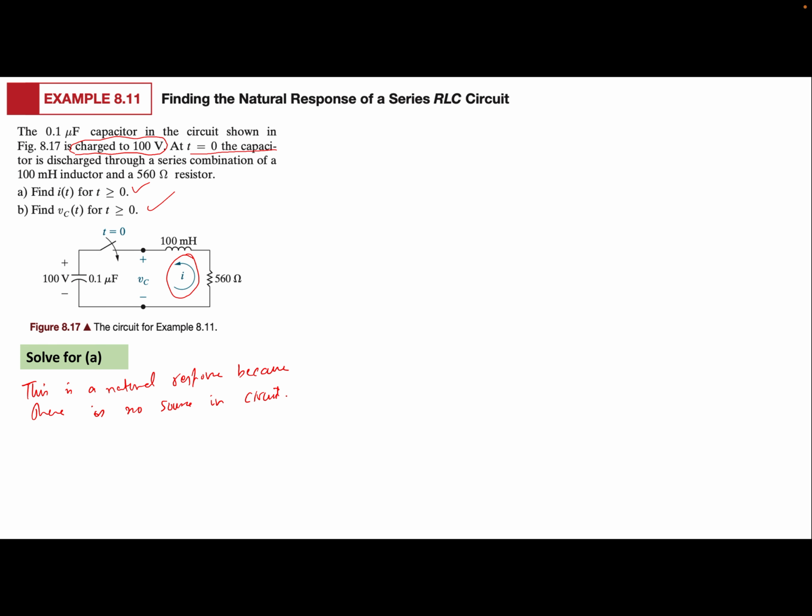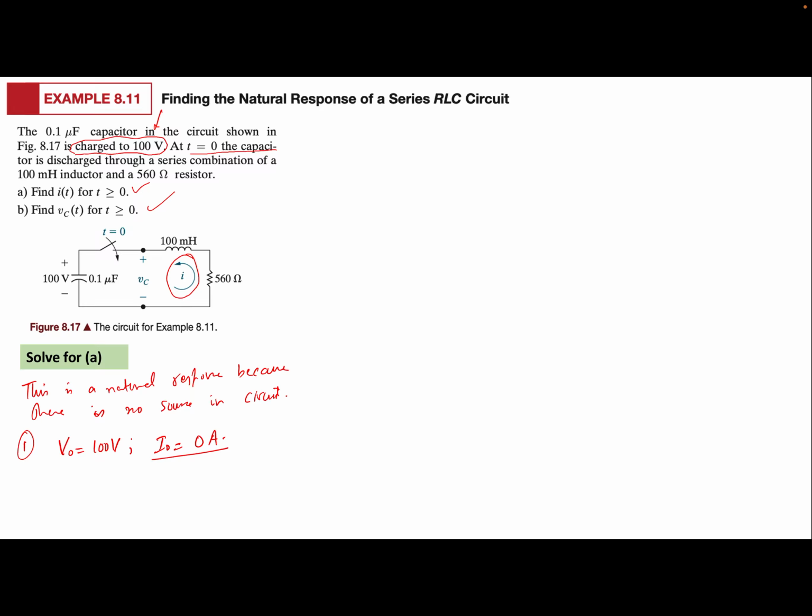Okay, now let's solve for the circuit, right? Well, the very first step always is finding out the initial conditions. We know that the initial condition of the capacitor is 100 volts, provided in the circuit. So V naught is 100 volts, and the initial condition for the inductor, I naught, is 0 amperes. It did not have any energy, and nothing is provided in the circuit either, so we are going to assume that the inductor had no energy at all.